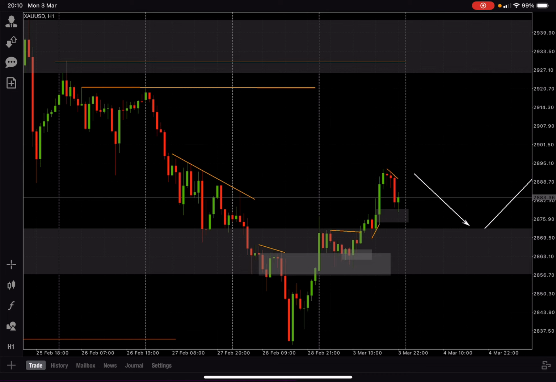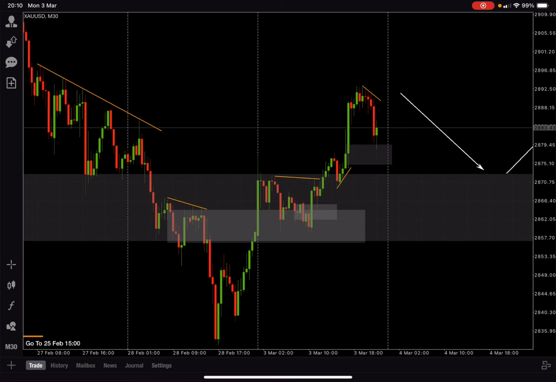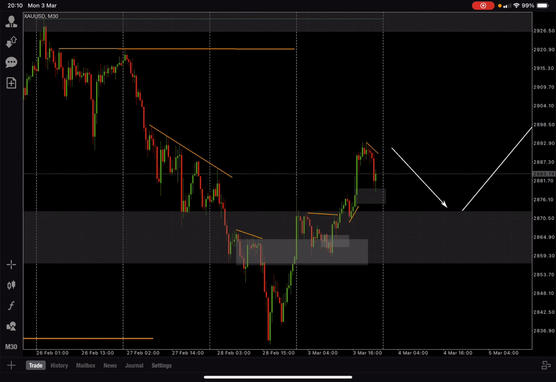Hope that helps, and I'll be back again tomorrow, London Open. I'll post again then, and we can give an update on what we expect, but still expecting that retracement, and then tomorrow we'll be looking for the buy once again.